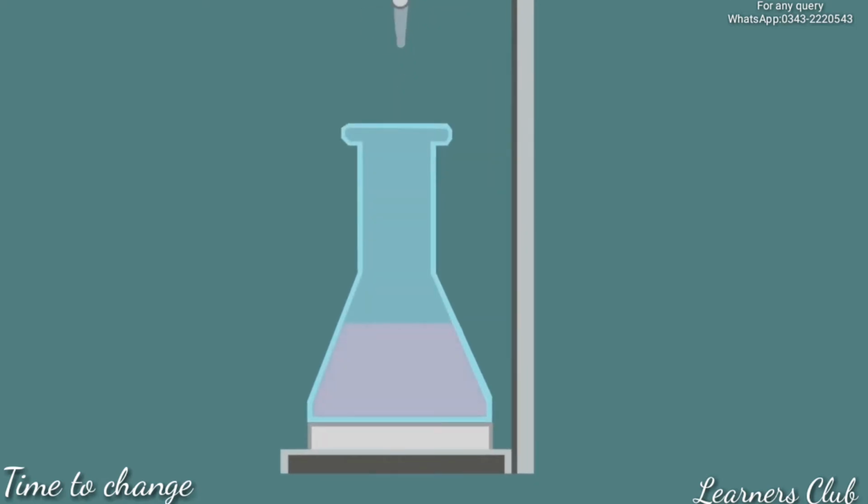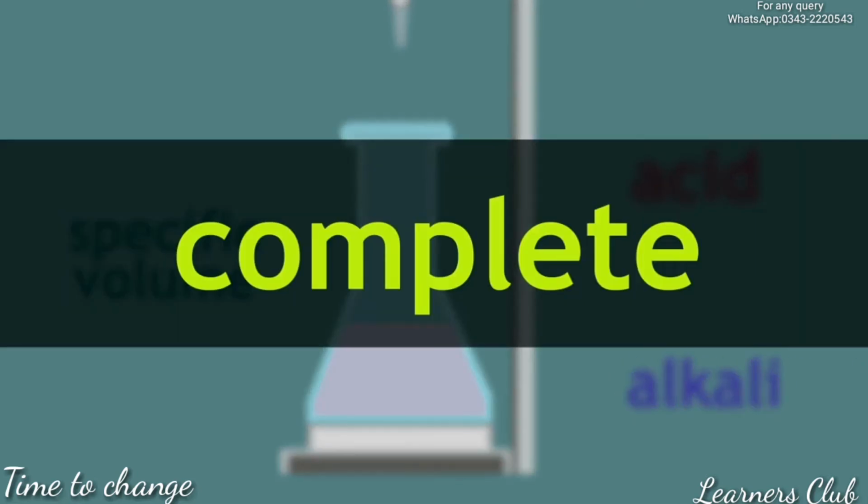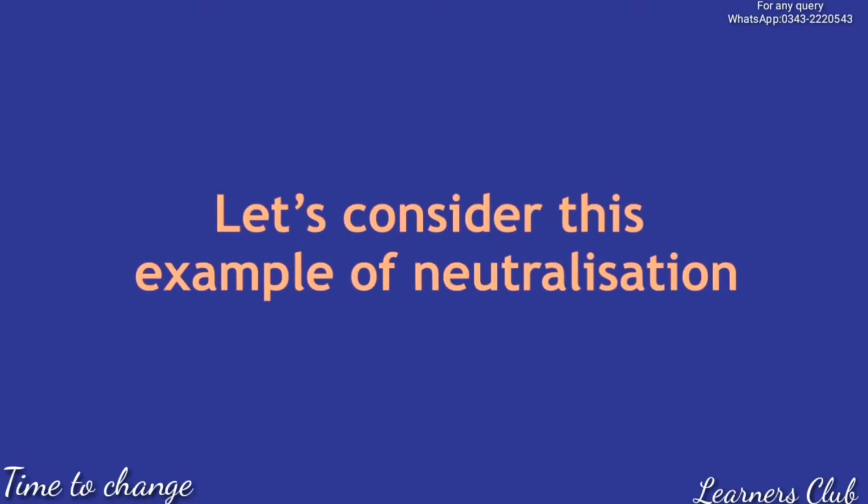Once an indicator has changed colour at a specific volume of either acid or alkali, you have met the endpoint and the titration is complete. Let's consider this example of neutralization.